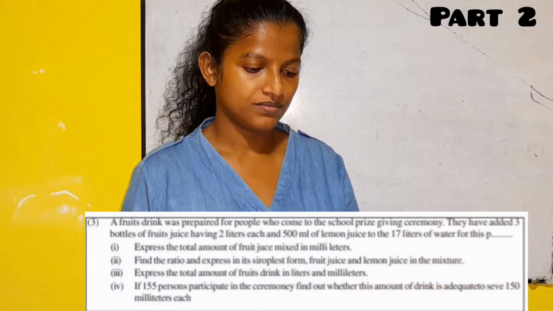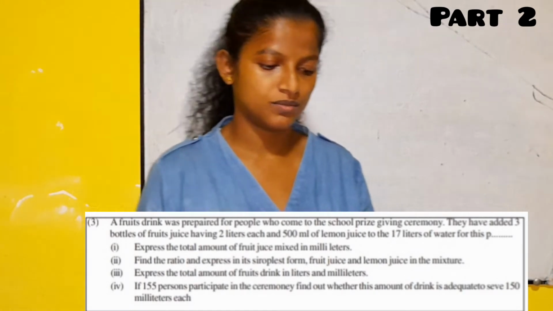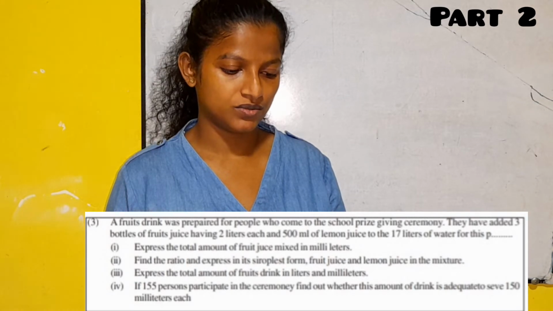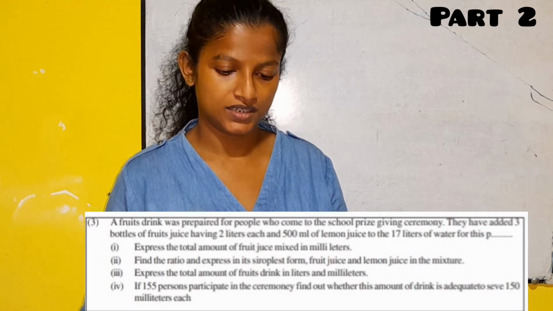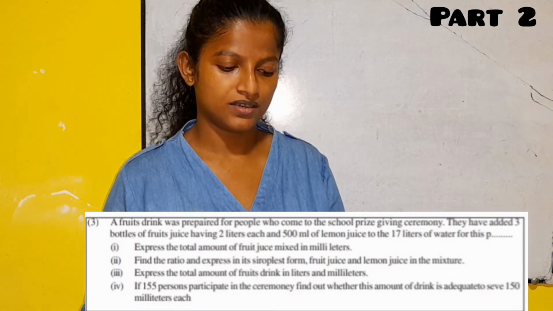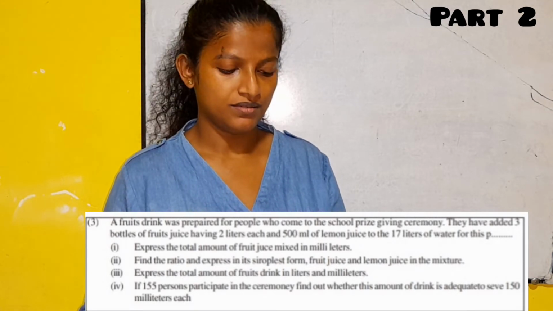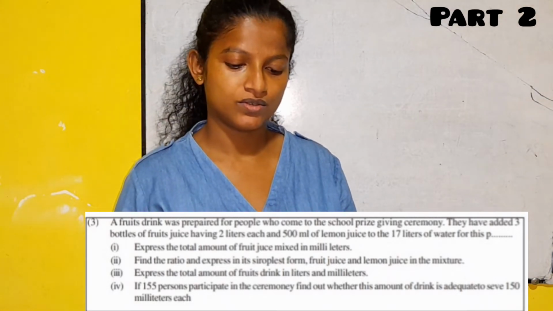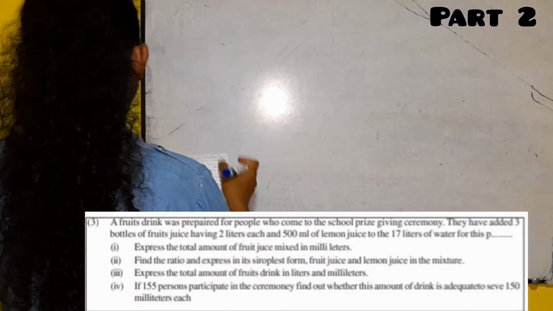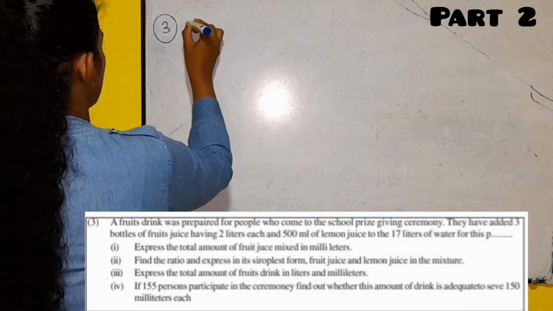Third question. A fruit drink was prepared for people who come to the school prize giving ceremony. They have added 3 bottles of fruit juice having 2 liters each and 500 milliliters of lemon juice to the 17 liters of water for this event. First one, express the total amount of fruit juice mixed in milliliters. We have to give all the amounts in milliliters.